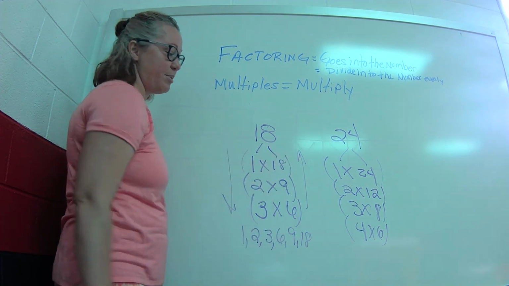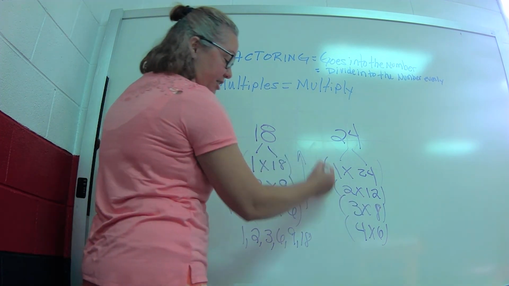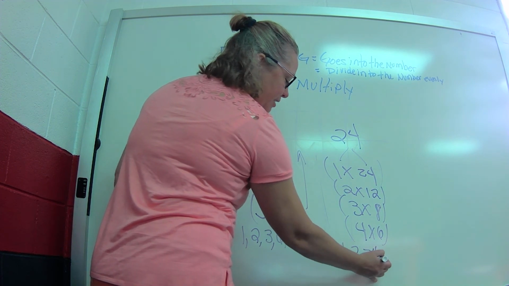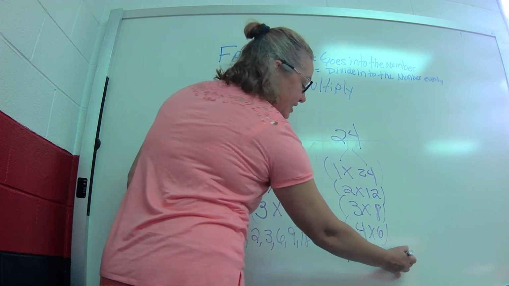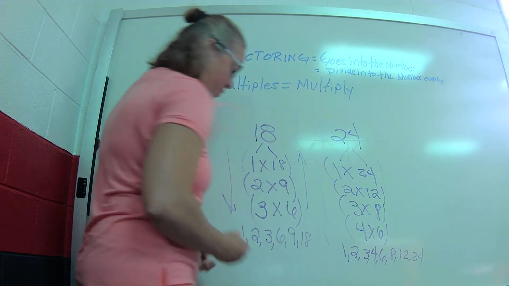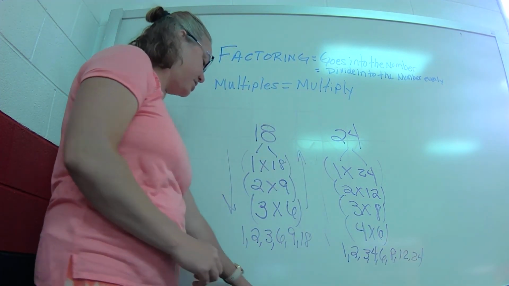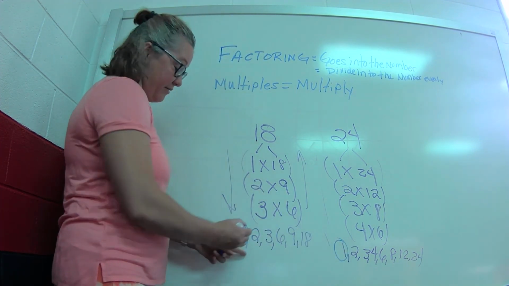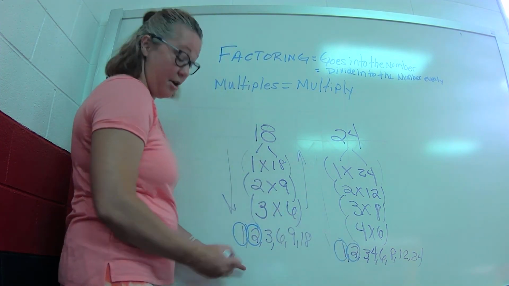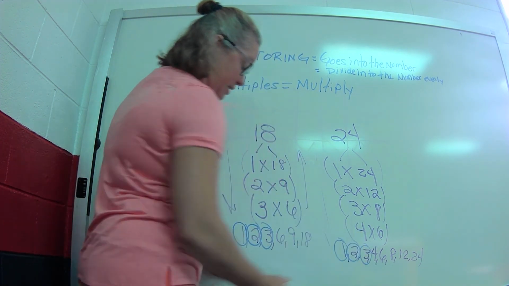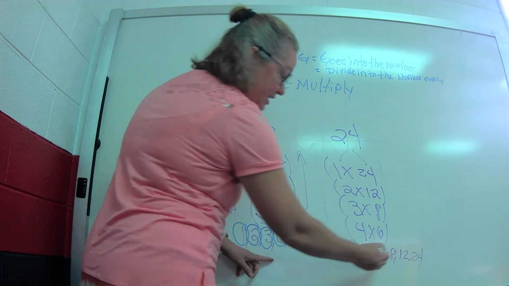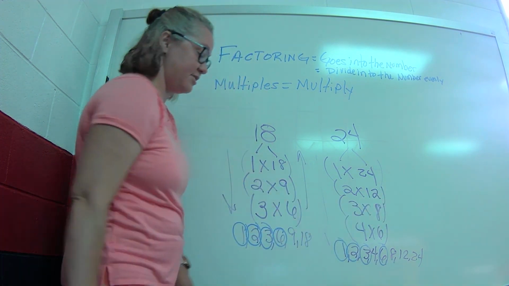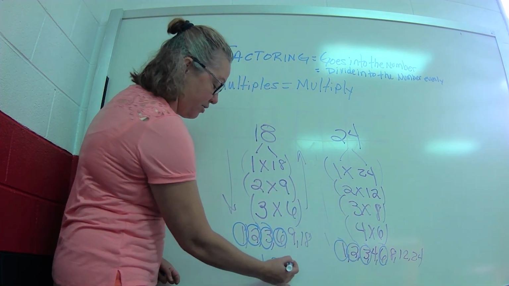All right, so our factor pairs, again, to write them in numerical order, we're going to go down and then up. So we have 1, 2, 3, 4, 6, 8, 12, 24. Now, again, if I want to figure out what's the numbers that are common, I simply go through. We have a 1 that's common. We have a 2 that's common. We have a 3 that's common. We have 6 and 6 that's common. But then we do not have any more 9s or 18s. So we have a common of 1, 2, 3, 6.